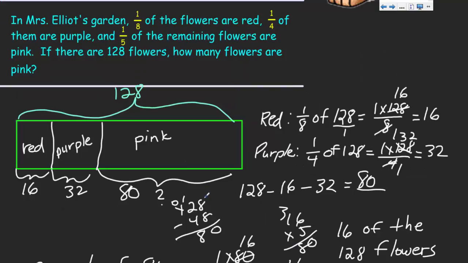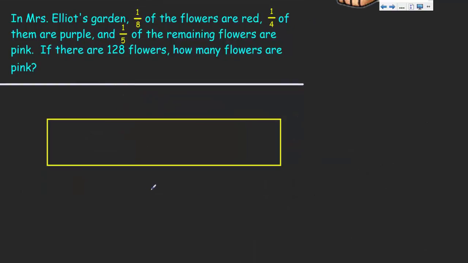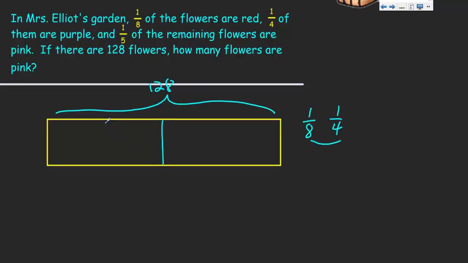Looking at this problem, I can see that there's other ways that this could have been solved. Let's look at another way. So look at this tape diagram here. We have our 128. Since 1/8 and 1/4 both have a common denominator of 8, we could divide our 128 flowers in this tape diagram into eighths.